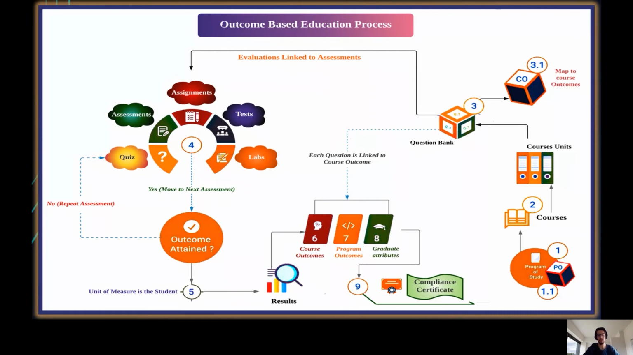The outcome-based education process overall starts with point number one, which is the program of study, the program education. Here we set the vision, the mission, and also the goals for the whole program, for like 3 or 4 years, that the student needs to attain and achieve.